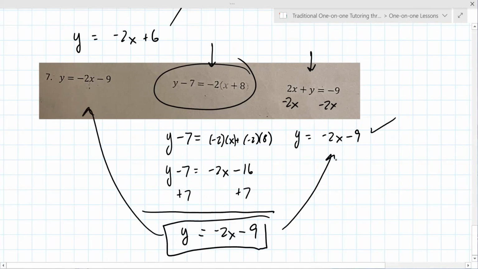Oh, it matches, right? Yeah, go ahead and follow the work there. Make sure you agree, you believe it.